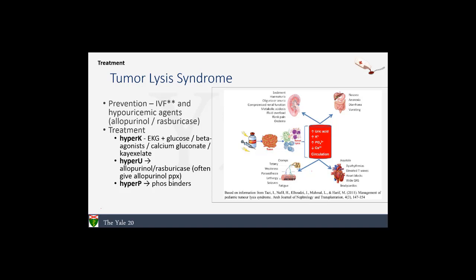Hypocalcemia: usually don't correct the hypocalcemia due to risk of precipitation in the kidneys. The calcium phosphate product will be increased. Usually we'll only treat the calcium if they have tetany or seizures, and then you would give it to them.